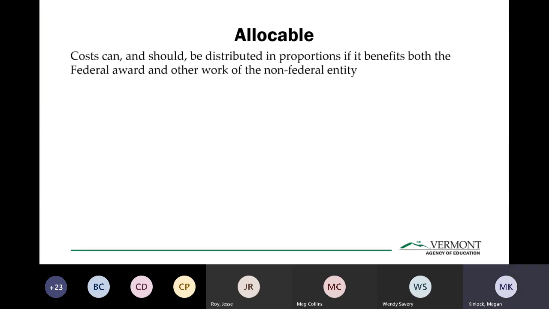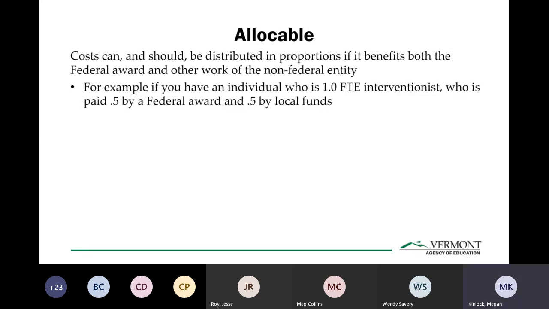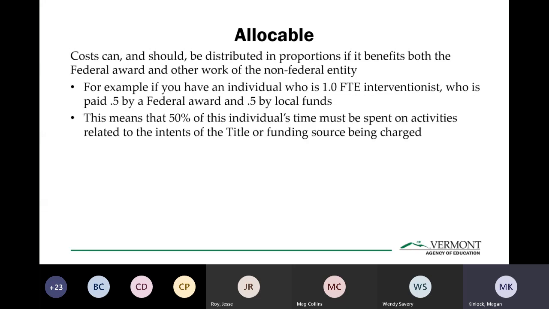So you want to make sure that you are distributing costs proportionately if you are dividing up costs between a federal award and other funding. Say you have an individual who is 1 FTE interventionist. Maybe she's paid 0.5 by the federal award and 0.5 by local funds. So the federal award is paying for half of her salary. That means that half of this individual's time must be spent on activities related to the intent of the title or funding source being charged.